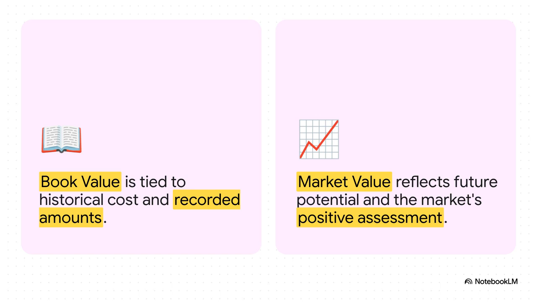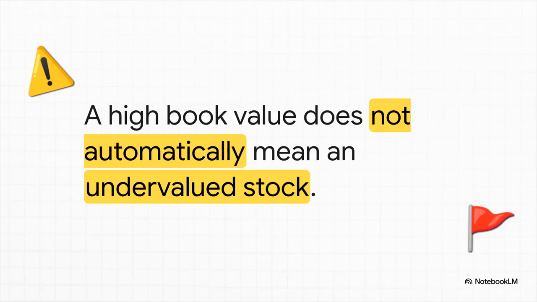Picture this simple scenario. Company A and Company B both have a book value of exactly $10 per share. But Company A holds a bunch of outdated inventory while Company B just patented some incredibly revolutionary new software. The market might price Company A right at $10, but it might price Company B at $50 a share, giving it a huge market-to-book ratio. The stock market recognizes that Company B's future earning power completely blows the historical cost of its assets out of the water. Which brings us right back to the value trap we discussed at the very beginning.